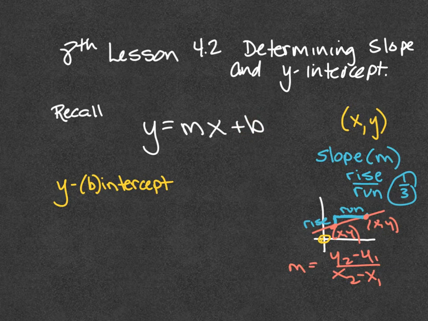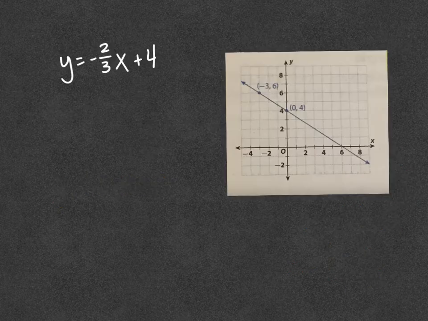And again, this is a y-intercept. It's where our line, this line, will cross the y-axis. So let's take a look at this example here.